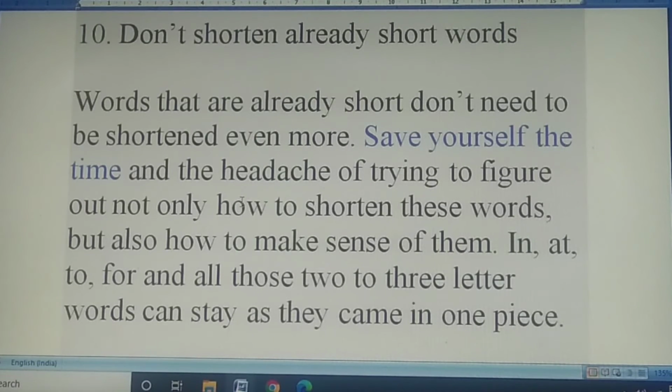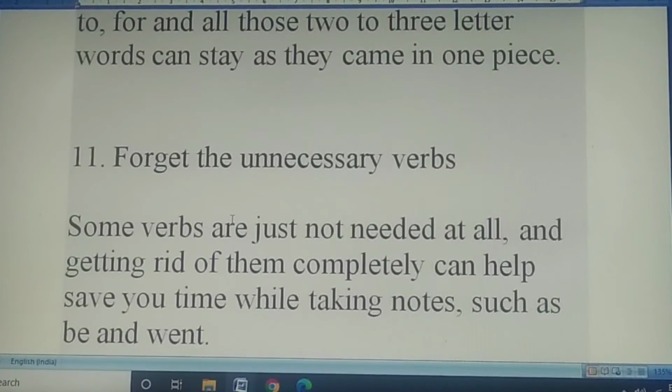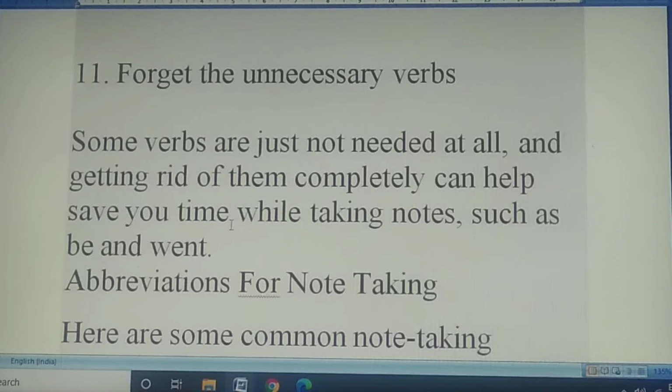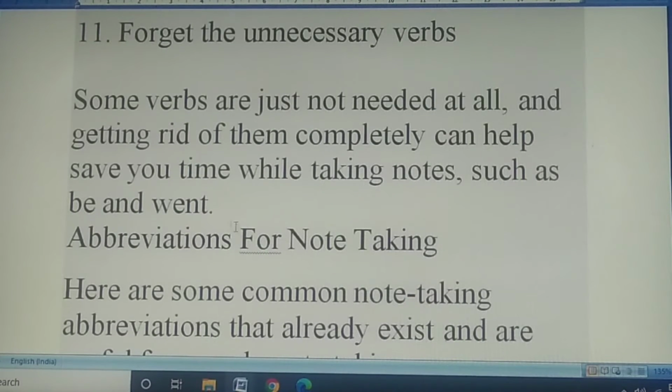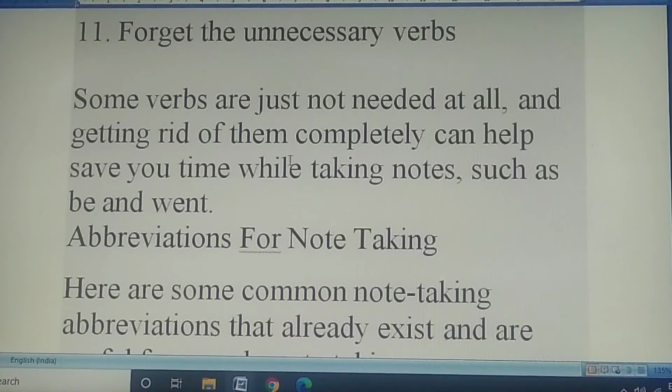All those two or three letter words, for example "can" and all these words, it is very silly to shorten. It is already short, so words can stay as they come, in one piece. Try to abbreviate the big words. Then forget the unnecessary verbs. Some verbs are just not needed at all, and getting rid of them completely can help you save time.